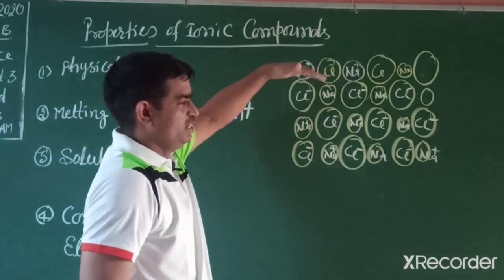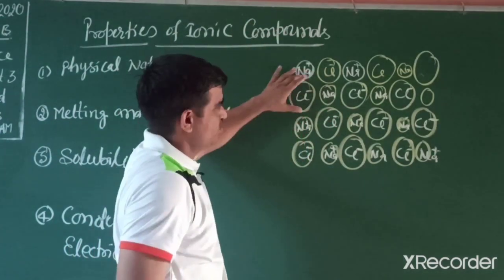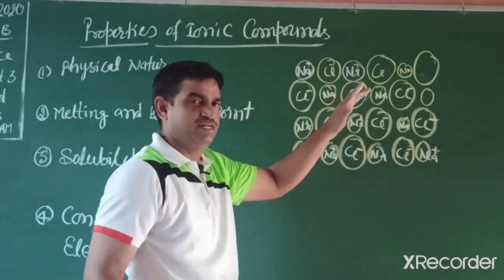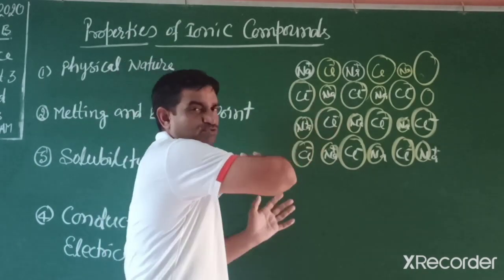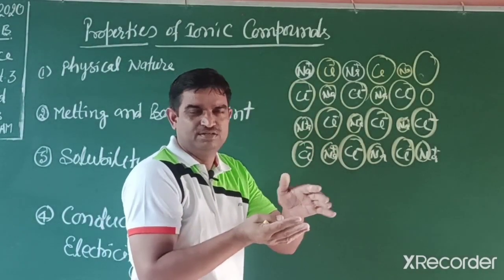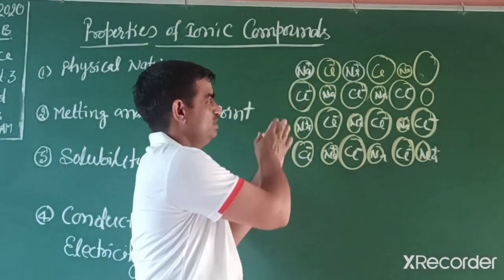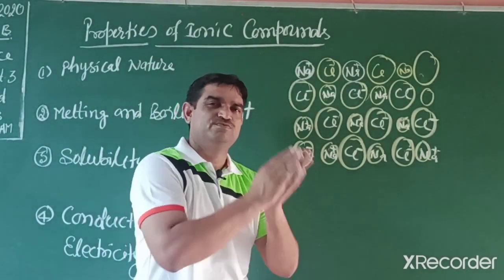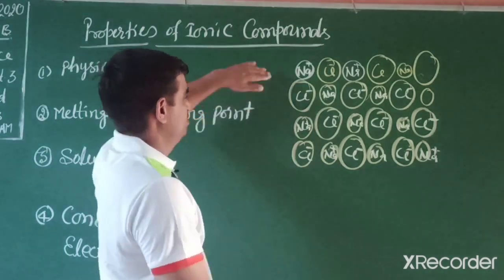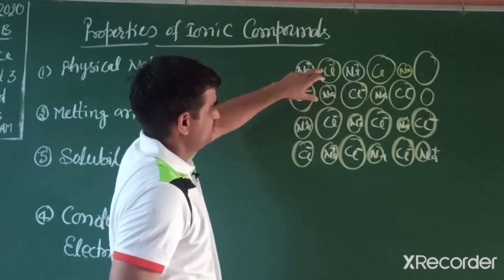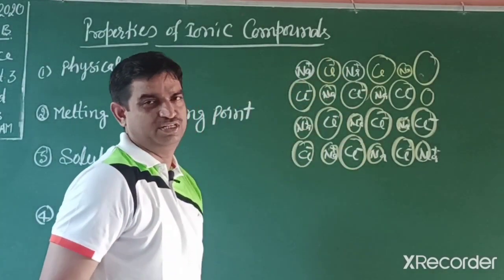Students, when we apply pressure, when they are hammered, what happens? One ion layer shifts over the other ion. Due to this shifting, the same ions come next to each other. Due to the same charge, there is repulsion and the crystal splits up and dissociates into ions. So they are brittle in nature.